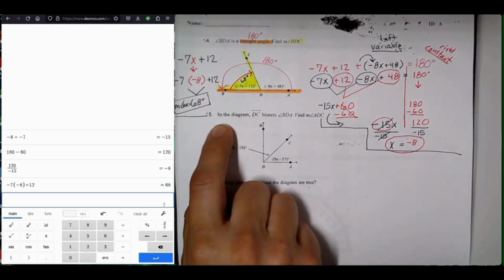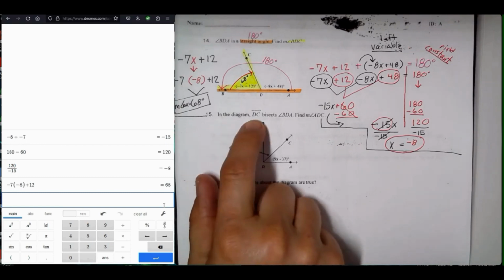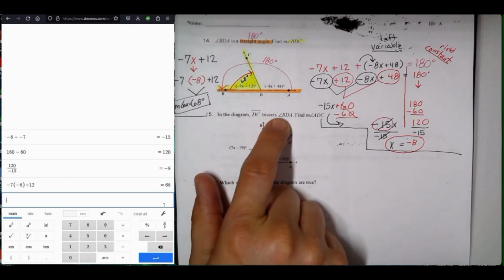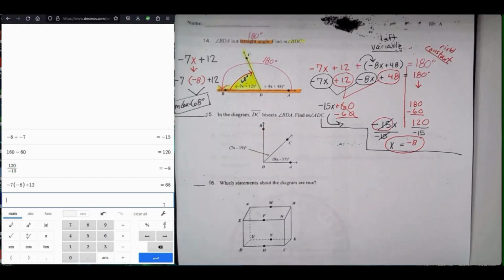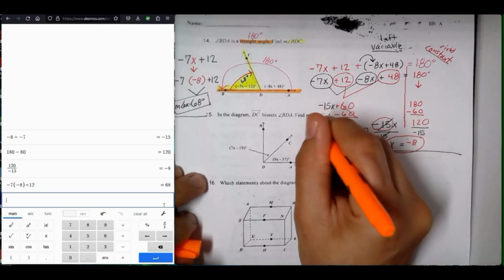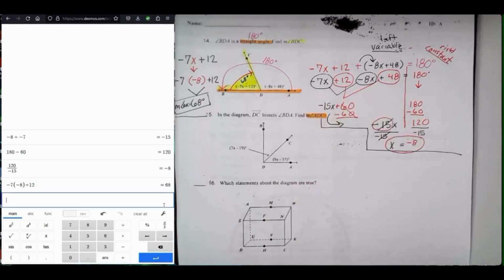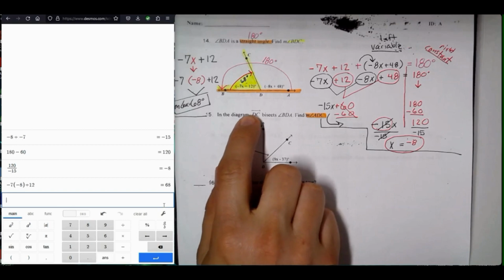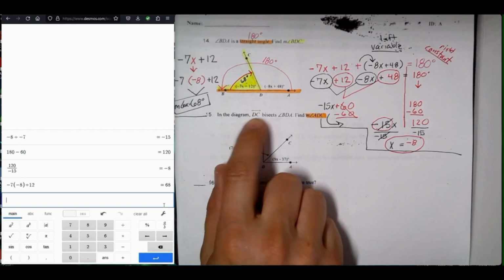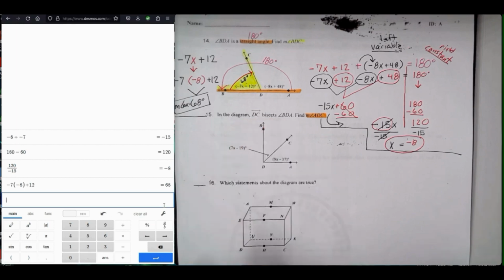Now in number 15, it says in the diagram DC bisects angle BDA. Find the measure of angle ADC. Okay, so I'm going to highlight it. ADC is what I'm trying to find. And it did tell us that DC, right, and it's a ray. Notice that it has an endpoint and it has an arrow on the other end. So this ray DC is going to bisect BDA. BDA is her other angle.